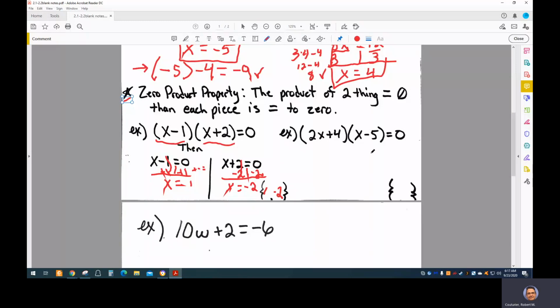What about this one? Why don't you guys try to do this? Remember, set it up. It's two separate problems. The zero product property says that the product of two things equals 0. All right, so if the product of two things equals 0, set each piece equal to 0 and solve. You guys go for it. You try it, pause it, and see what you get.